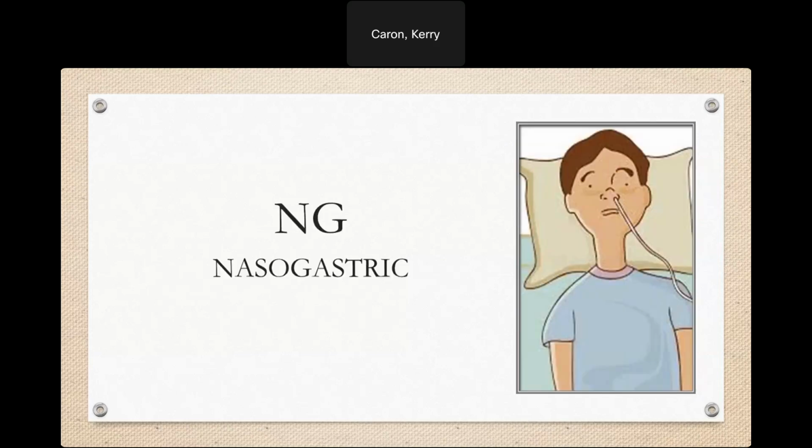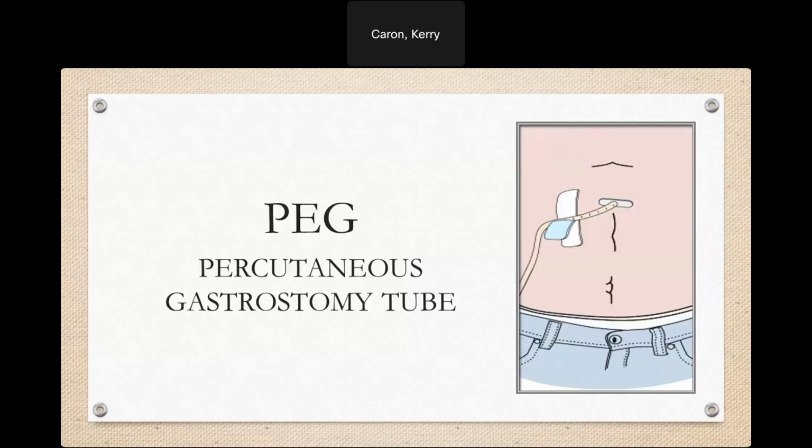NG is nasogastric. So anything that's going from the nose to the stomach. So it's literally pertaining to nose and stomach, NG. And then NGT is a nasogastric tube that we might insert from the nose to the stomach. PEG is percutaneous endoscopic gastrostomy tube, and percutaneous is through the skin. Gastrostomy, opening in the stomach, right? And that is a way that we can feed someone, like a tube feed.